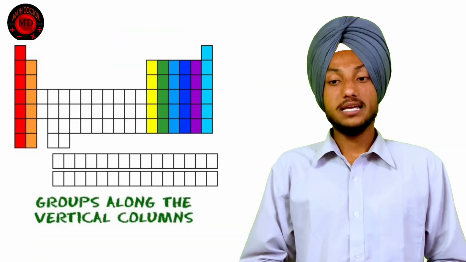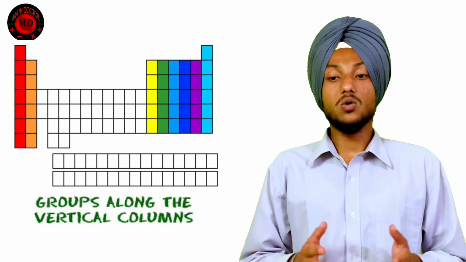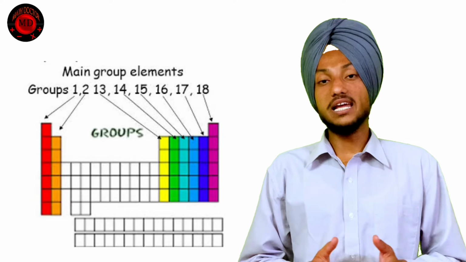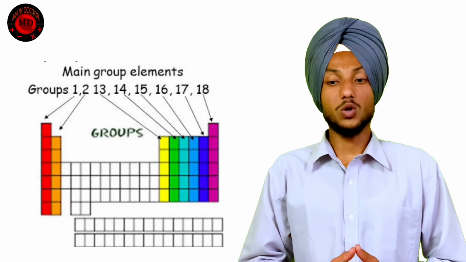The vertical columns in a periodic table are called groups. There are 18 groups in the long form of the periodic table. So group 1 is on the left side and group 18 is on the extreme right side of the periodic table. The elements in a group do not have consecutive atomic numbers. Groups 1 to 2 and 13 to 17 contain the normal elements.